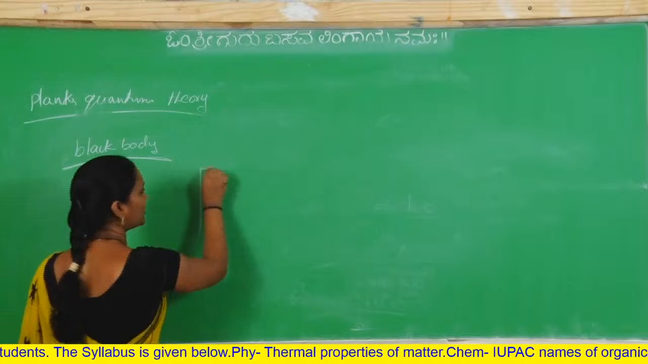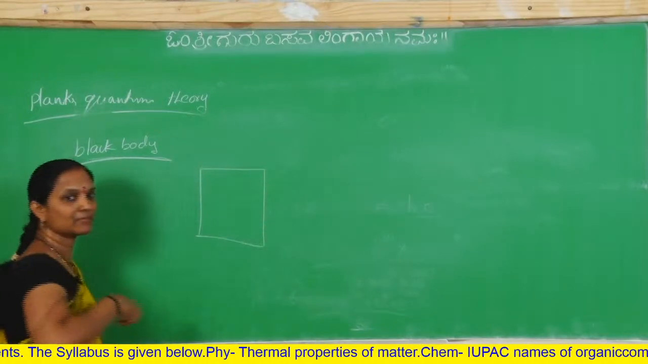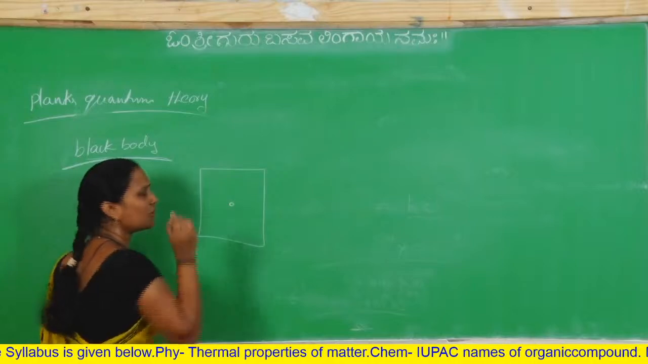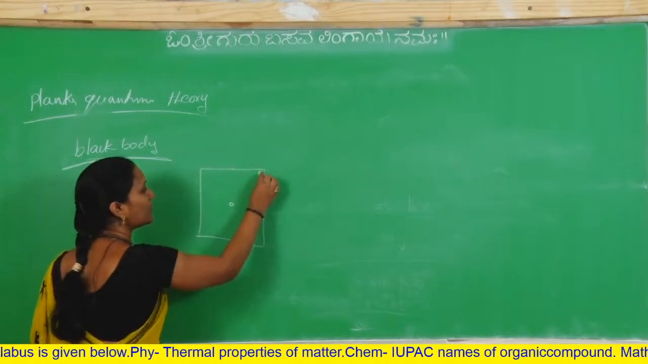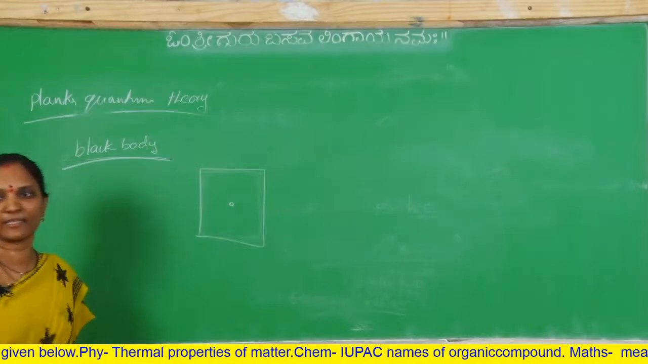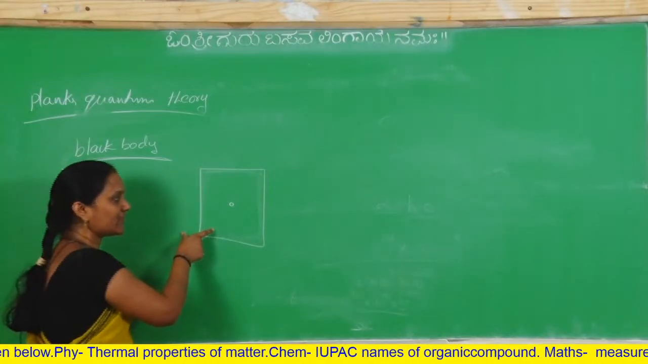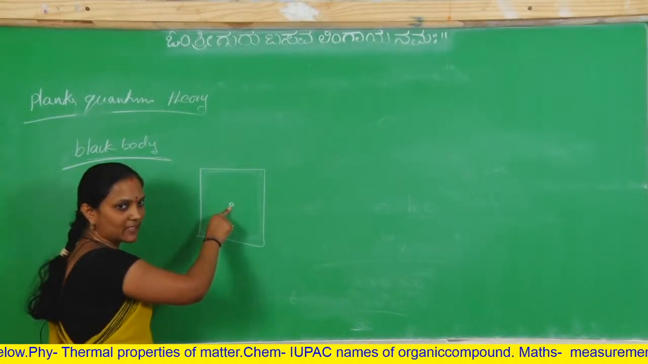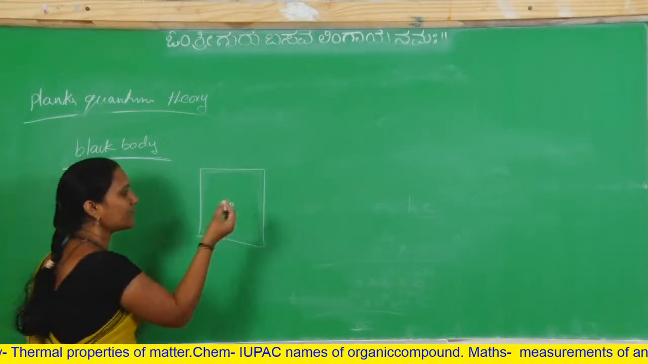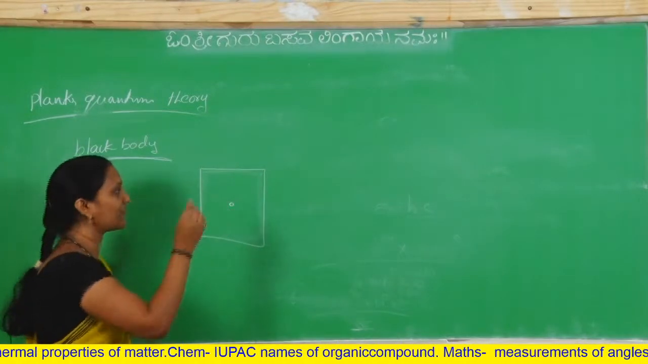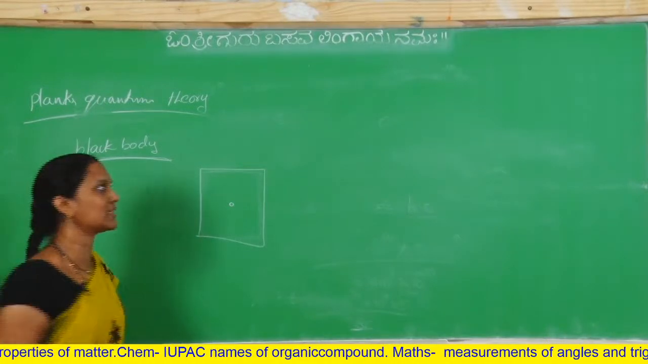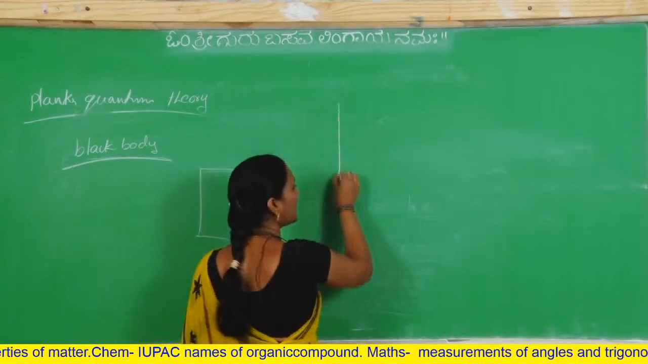For that Planck used one hollow sphere and one small hole. He placed one small hole here and the inside was completely coated with platinum black. Then if any light radiation is allowed to fall in this, it absorbs the total radiations and also emits the total radiations. Now, absorbs all and emits all.